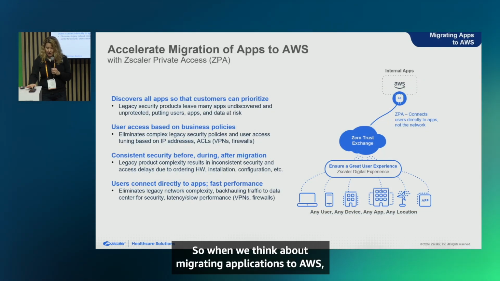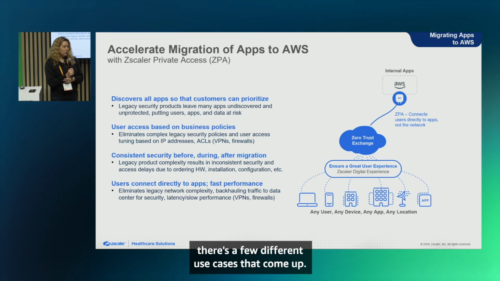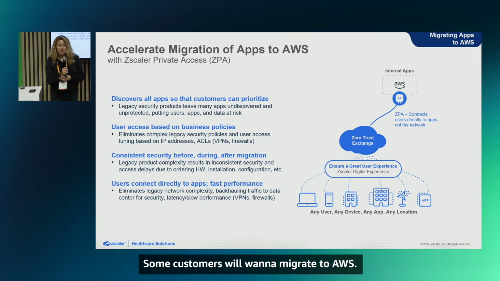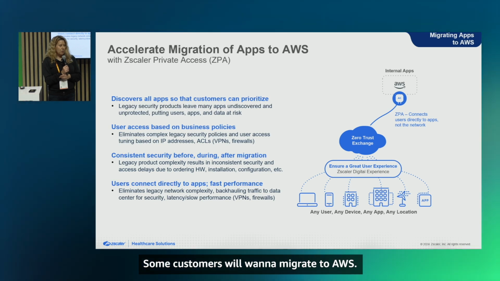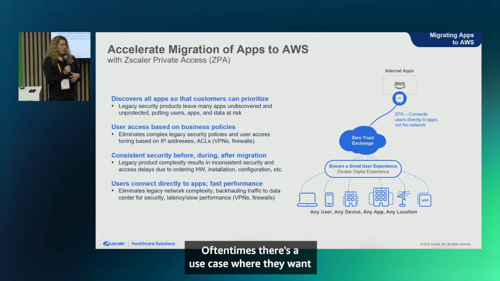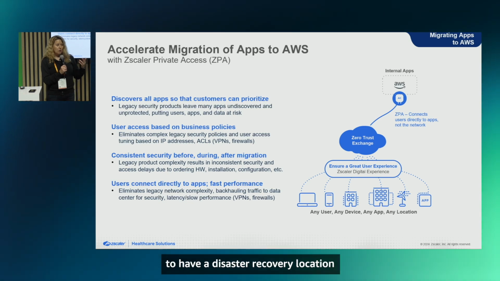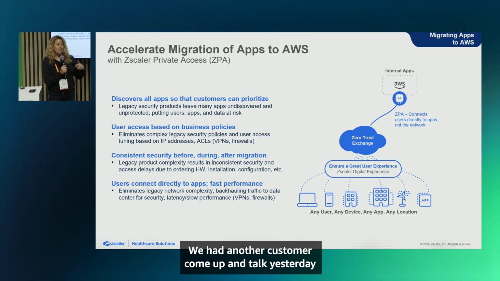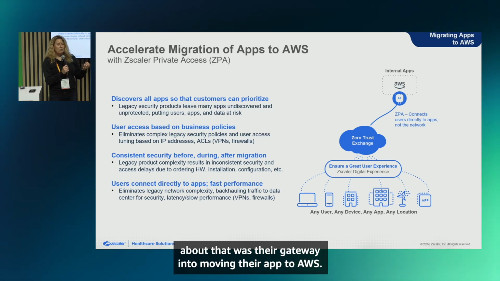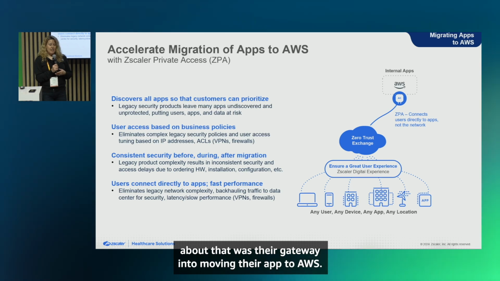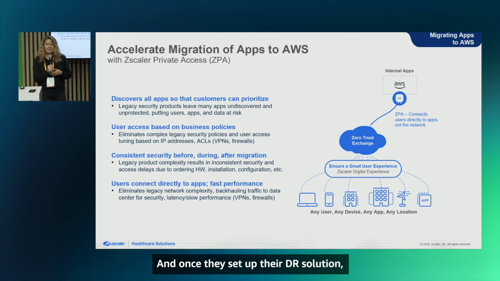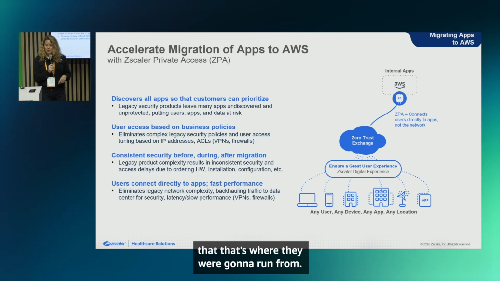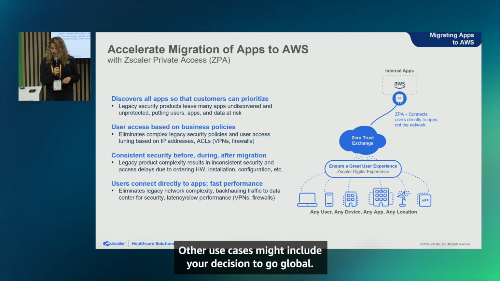When we think about migrating applications to AWS, there are a few different use cases that come up. Oftentimes there's a use case where customers want to have a disaster recovery location, and that can be a way that they decide to move forward in trying out AWS in the cloud. We had another customer come up and talk yesterday whose gateway into moving their app to AWS was DR. Once they set up their DR solution, they decided it worked so well that that's where they were going to run from.